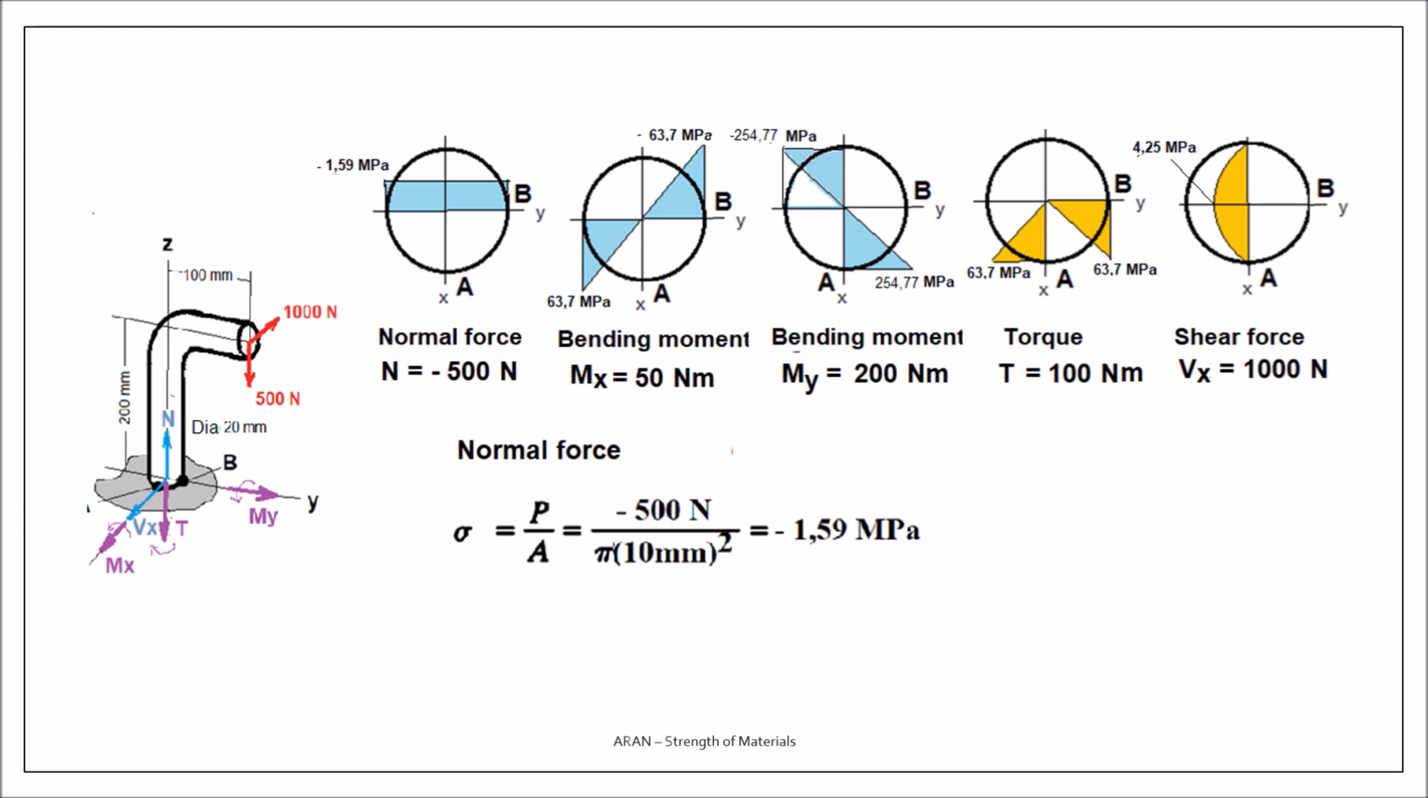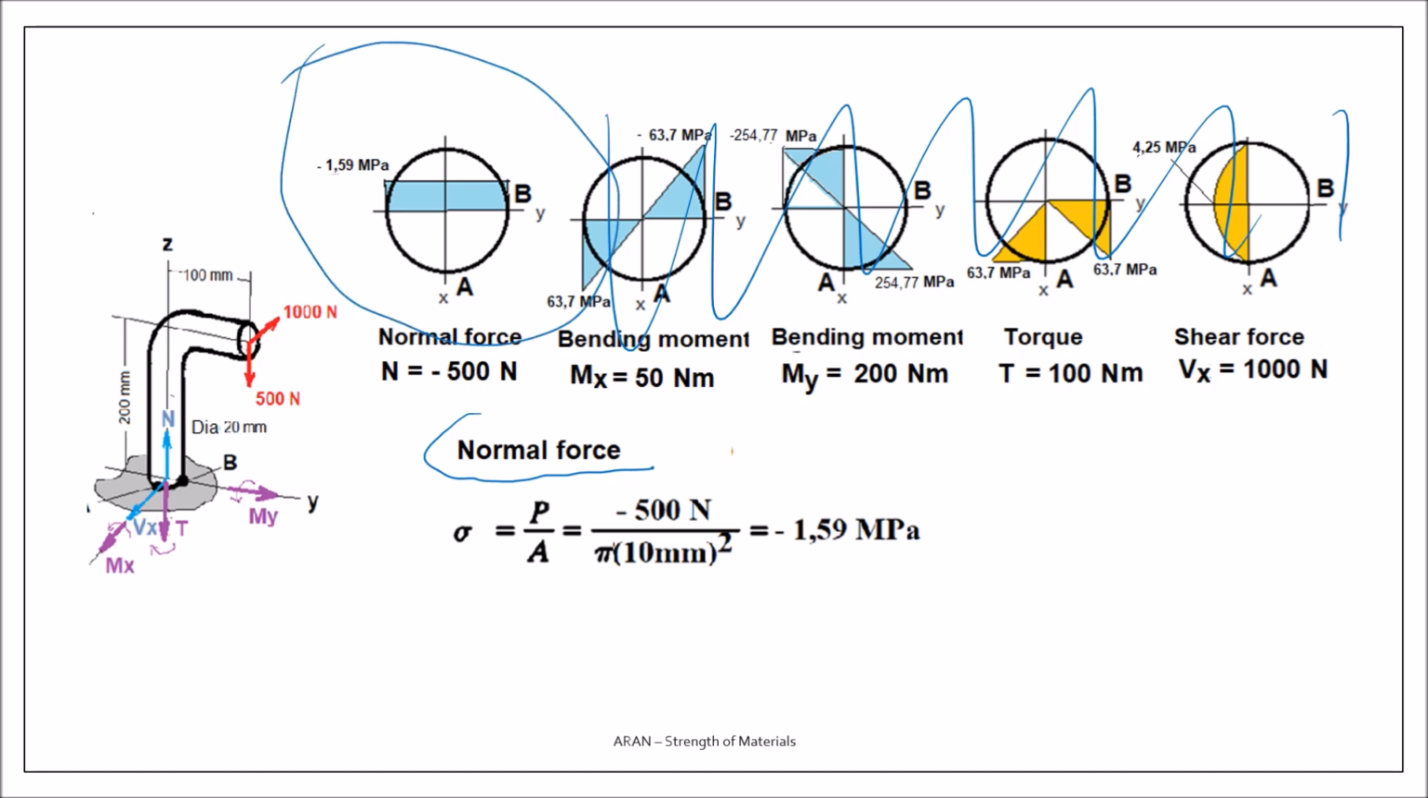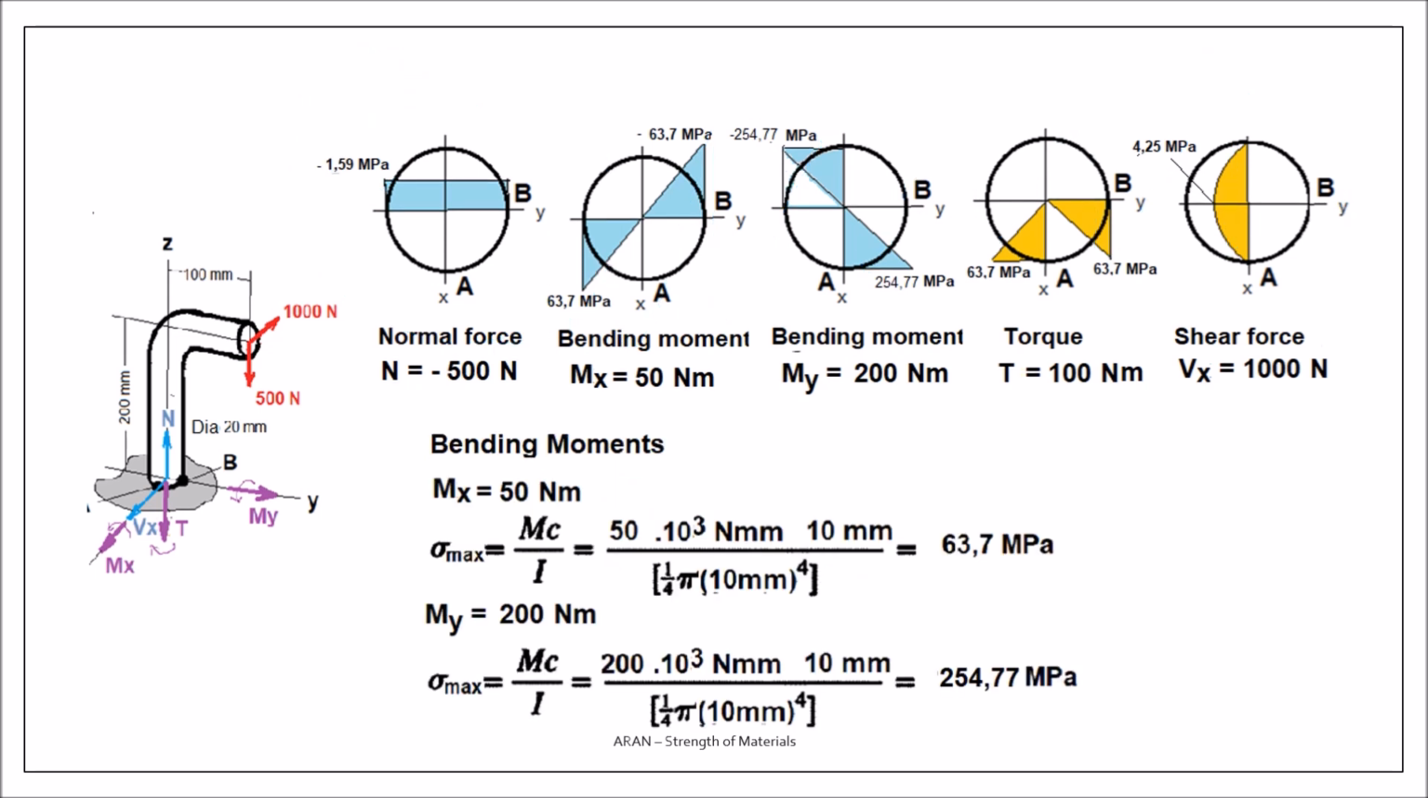So first we discuss the normal force. Don't consider these, just take this. The force acting is minus 500. This is the area, and now you have a stress distribution of minus 1.59. Blue, because I have made the sigmas all blue and the tau values all yellow. So that is done. Next is the bending moments.